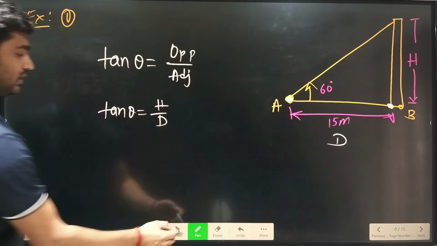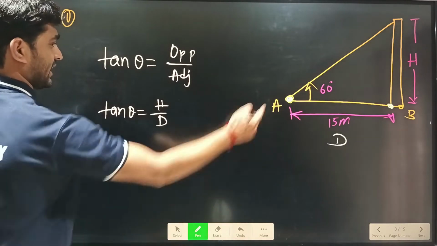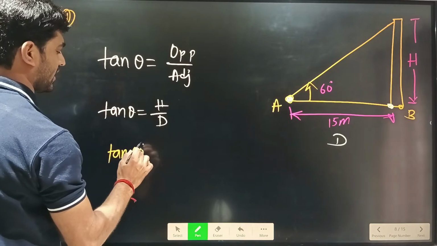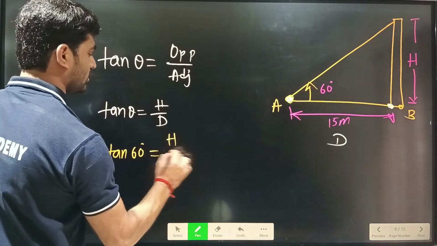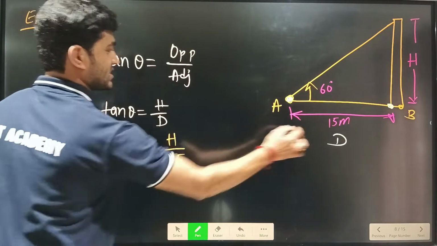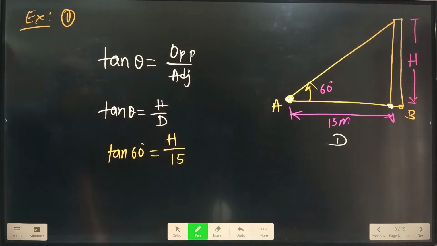From a point A. Now dear students, observe carefully. Tan theta, here the angle theta is 60 degrees. So tan 60 degree is equal to height by 15 meter, where the distance is 15 meter. Suppose, what is tan 60?